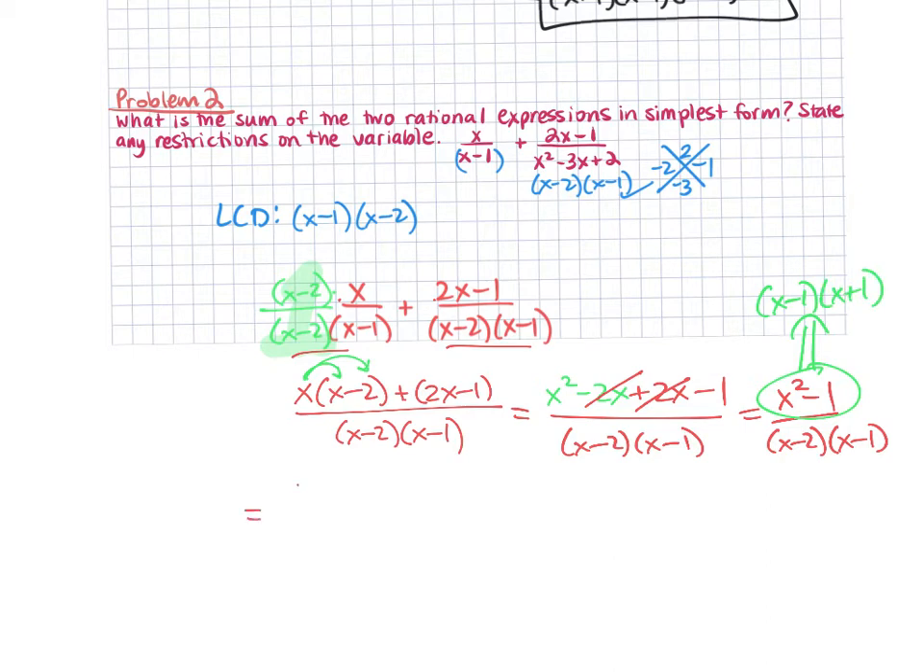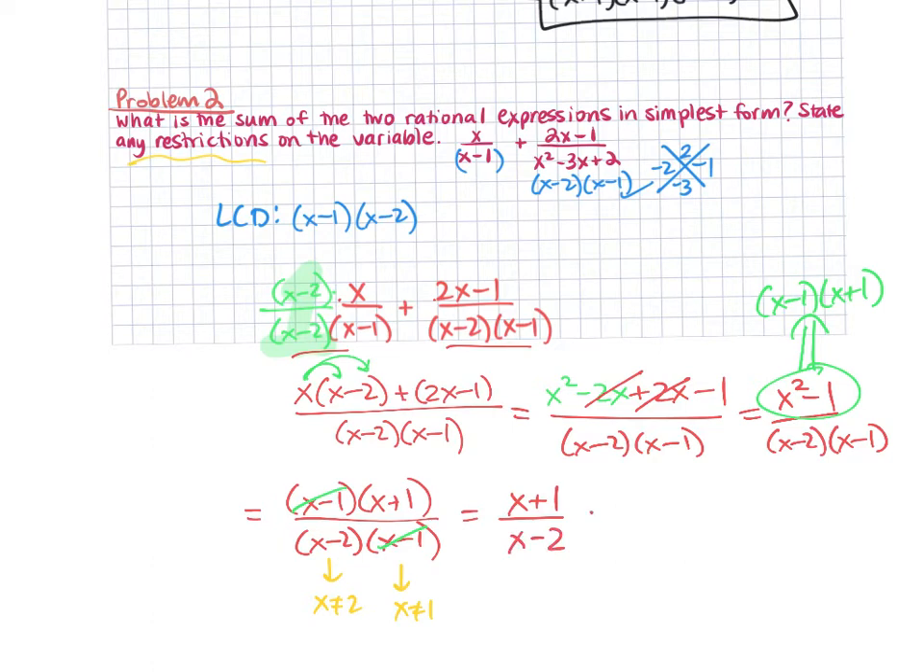So we're still simplifying here. x minus 1 times x plus 1 on top. x minus 2 times x minus 1 on the bottom. You can see that that x minus 1 is going to cancel, but before we do that, remember you need to state any restrictions. So x cannot be 2 and x cannot be 1. Then we can cancel these two. So the answer is going to be x plus 1 on top, x minus 2 on the bottom, where x is not 2 or 1. And that's our answer. Lots going on.